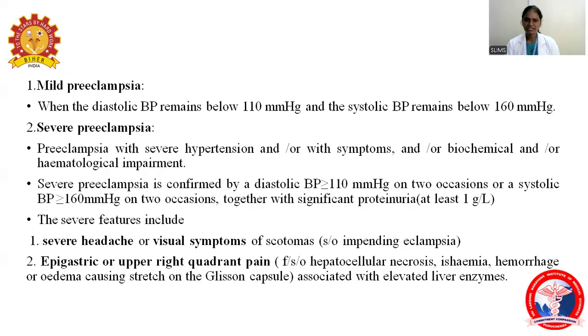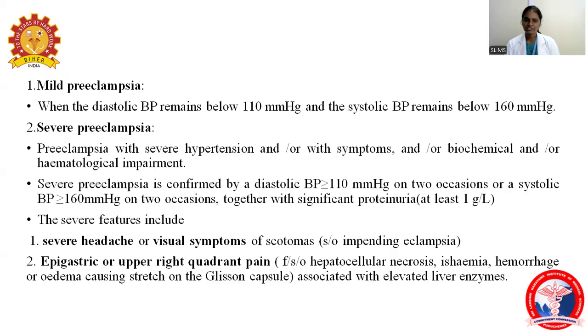Severe preeclampsia is one with severe hypertension or with symptoms or biochemical or hematological impairments. Severe preeclampsia is confirmed by a diastolic BP of more than or equal to 110 mm of mercury on 2 occasions, or systolic BP of more than or equal to 160 mm of mercury on 2 occasions, together with significant proteinuria, at least 1 gram per liter.